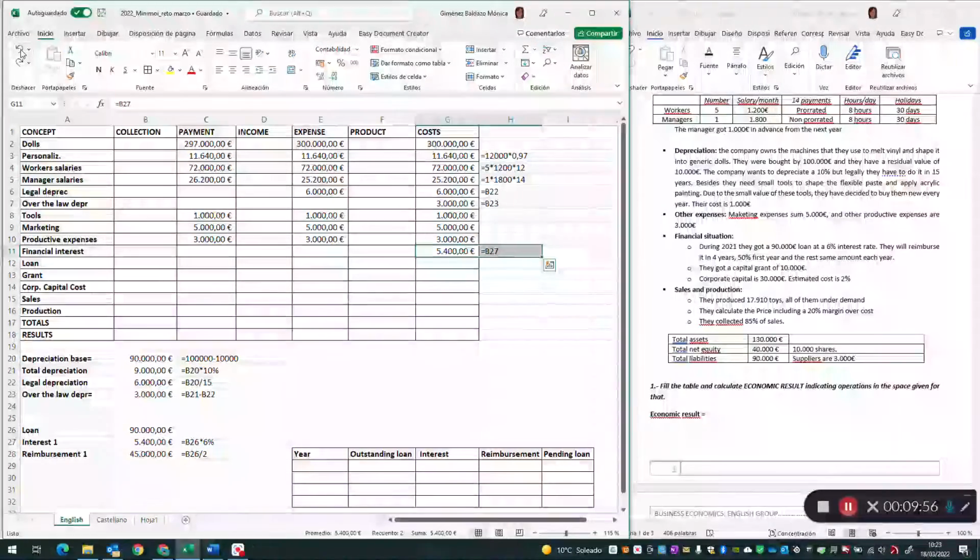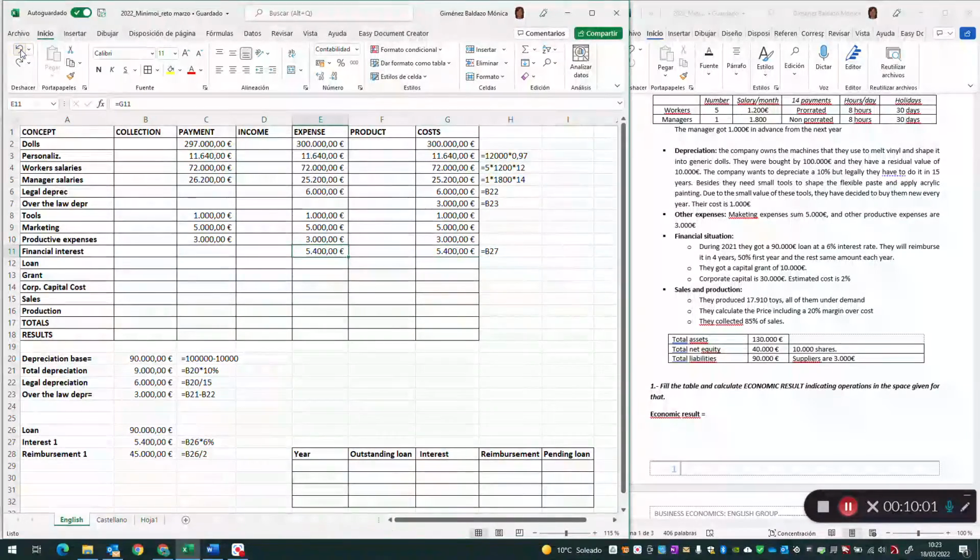So let's place the financial interest in the chart and we're going to consider it a cost because all loans the company gets are used for production. So this is a production cost. It's an expense because it's related to the production and to the financial department, and it's a payment because you have to pay the bank. Then we get the loan, a collection of 90,000, but by the end of the year we have to reimburse half of it, so we have a payment of 45,000. Then we have a capital grant, which is only a collection. And then the corporate capital cost, which is 2% of the 30,000. And with this, we have finished with the regular operations.